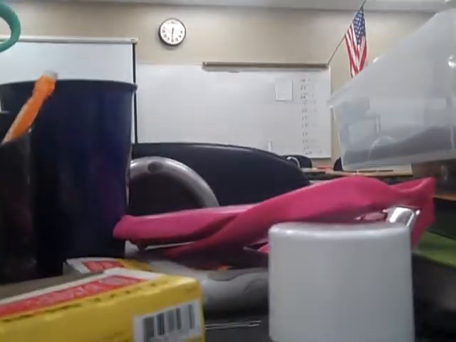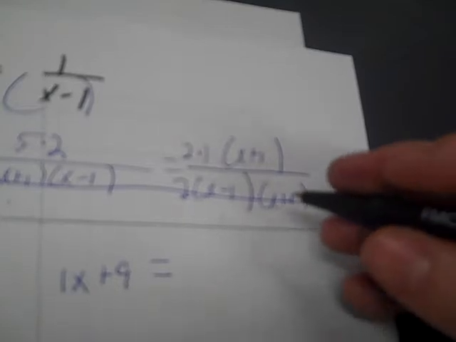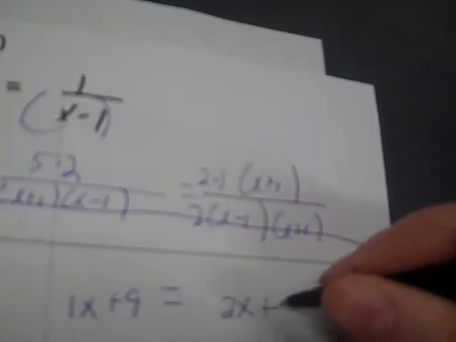Okay. Now, the bottom's all the same, so I can disregard the bottom. And then equals. Actually, I can do this in my head. Use your math papa, but this can be 1x plus 9. Okay. That is going to be 2x plus 2.